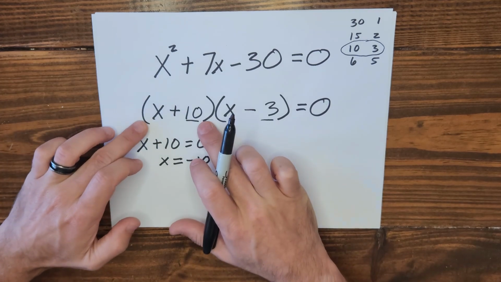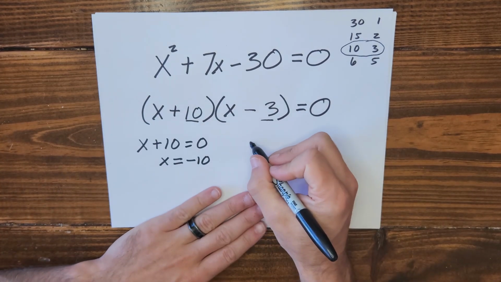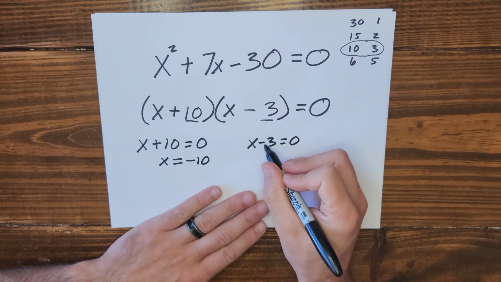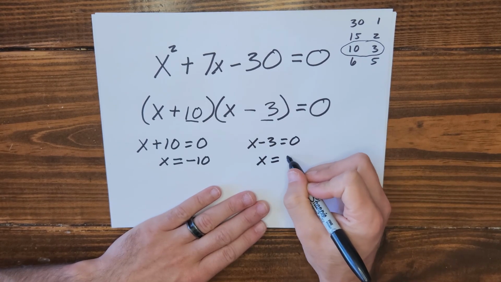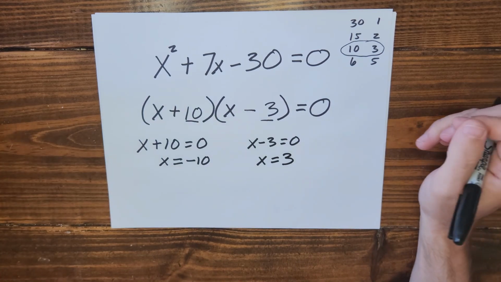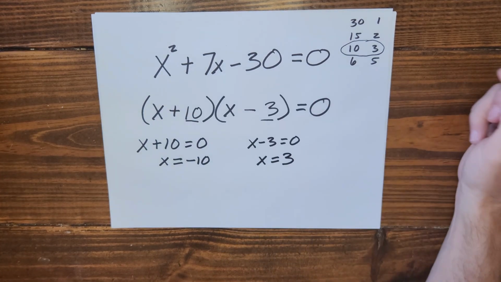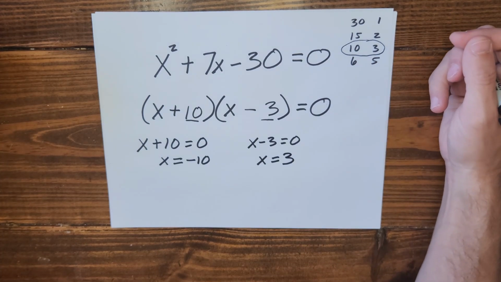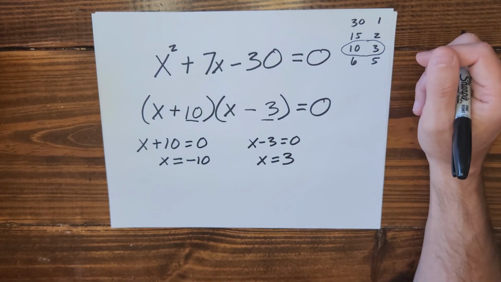Not only am I going to do it with this factor, I'm also going to do it with this factor. x minus 3 equals 0, and I'm going to once again add 3 to both sides to give me x equals 3. Once again, we can take x equals 3 and plug it into both of these x values up here, and when I do, I would get 0.